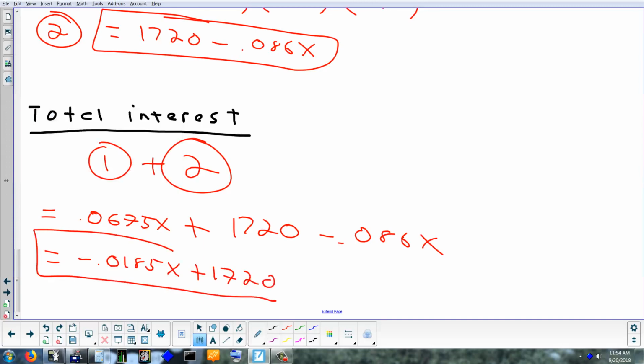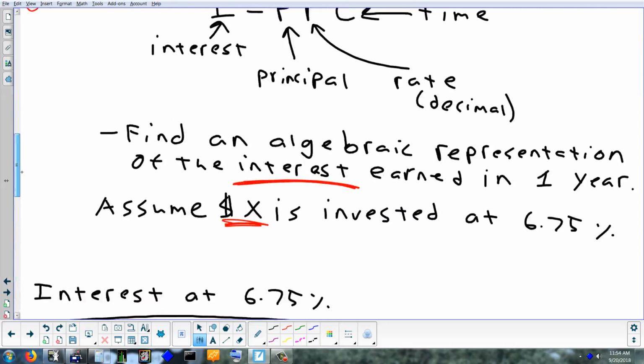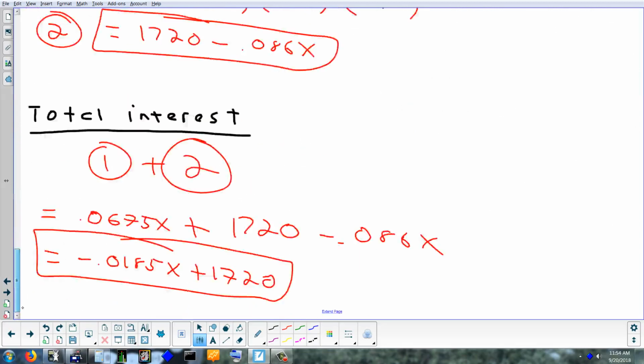So now we have a formula. If you can tell me how much money he invested in the first investment, I can tell you how much interest you would make. But they don't give us anything else to do. They just said, find an equation that represents the interest in 1 year. There's an equation that represents the interest in 1 year. Any question on that?